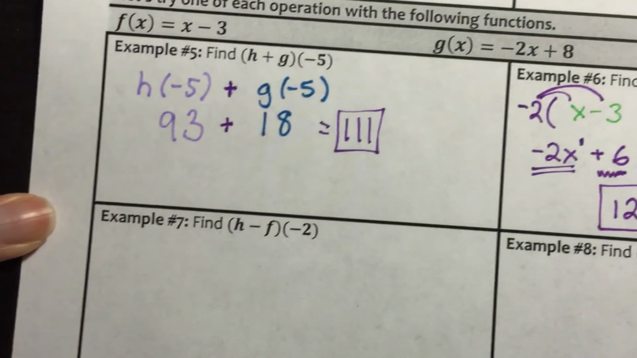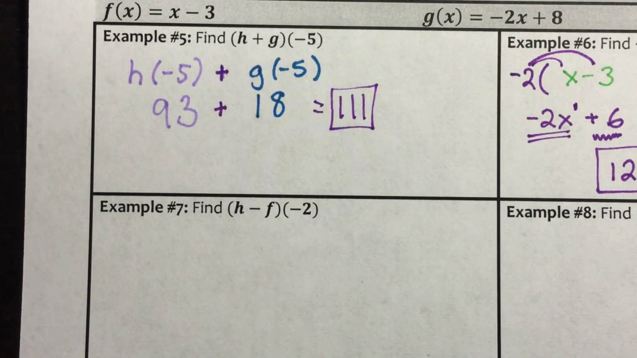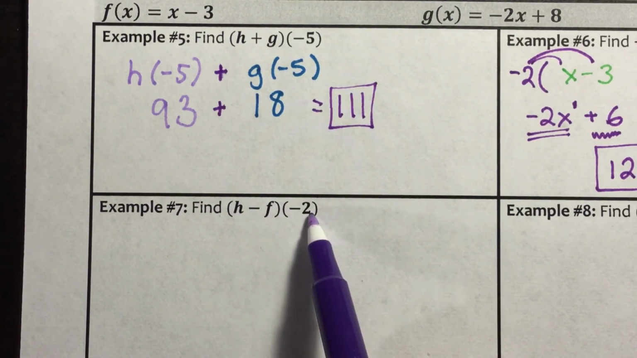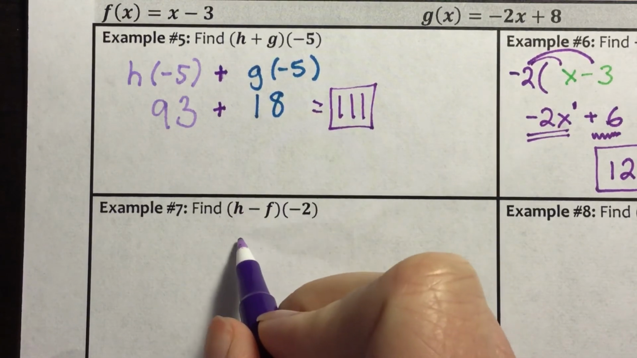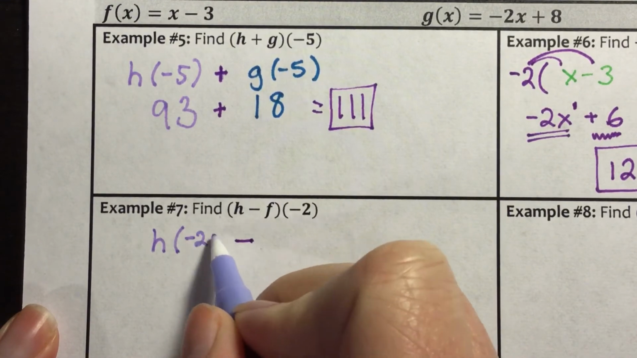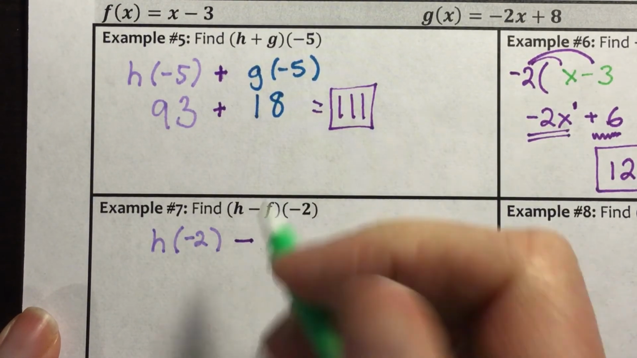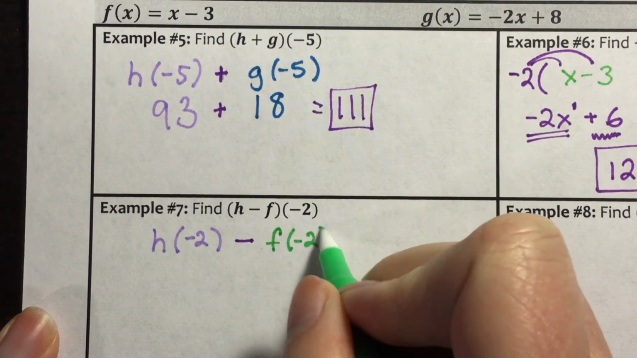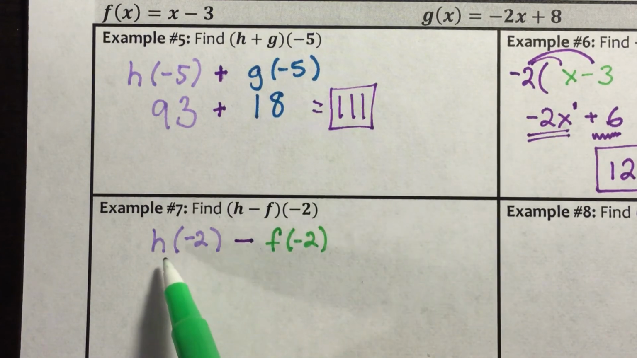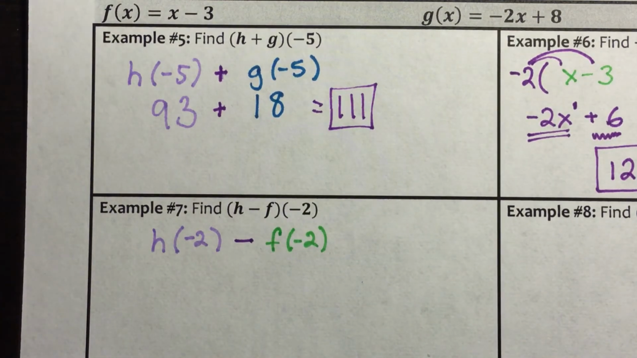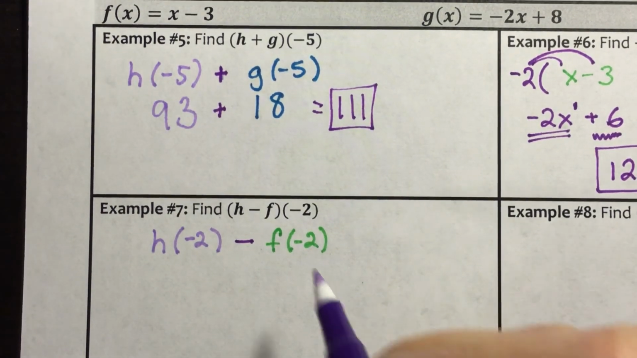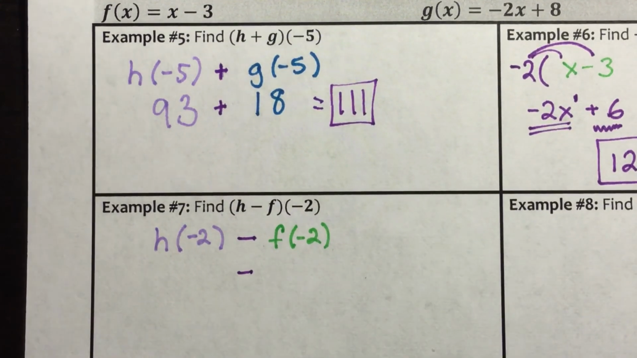Okay, number 7, however, we are plugging in a number. So what this says is h of negative 2 minus f of negative 2. Let's get that separated out so we can see it. H of negative 2 minus f of negative 2. This negative 2 does not mean multiplied times these guys. It does not mean h times negative 2 and f times negative 2. It means we are plugging negative 2 into those two functions. All right. So since we're plugging in a number, we can totally use the calculator on this.